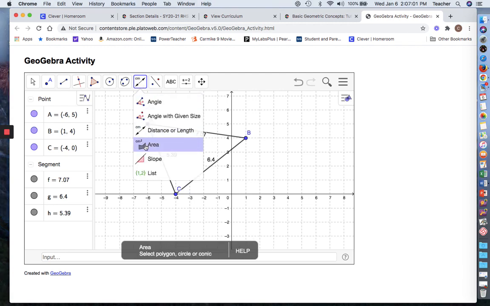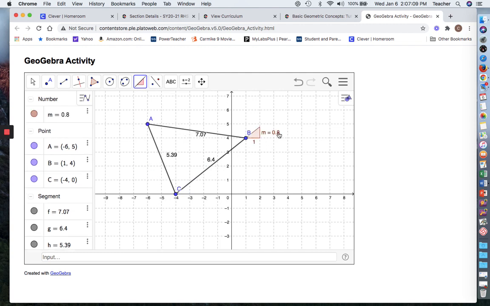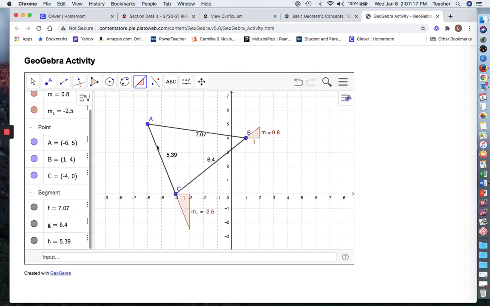We can also find the area of something and the slope. So let's say you wanted to find the slope of this segment CB right here. So all you got to do is click that segment, and there's your slope, 0.8. You want the slope of AC? Well, you know it's going to be negative because it's coming down. So click on it, and there it is, -2.5. All right, so I'm going to get rid of this.